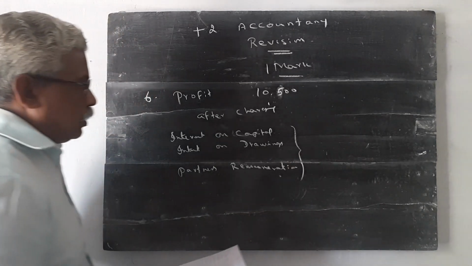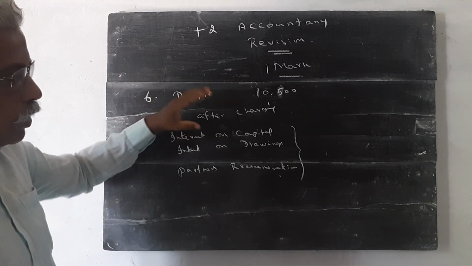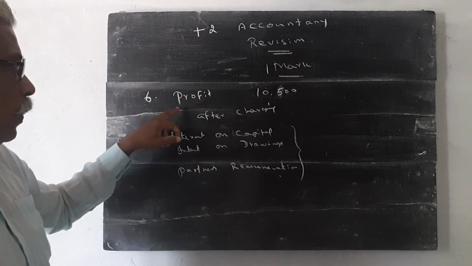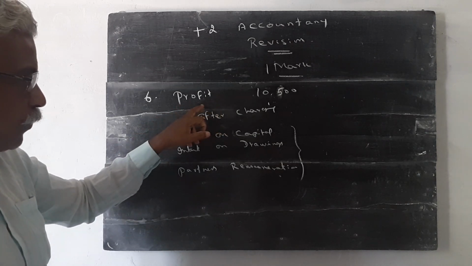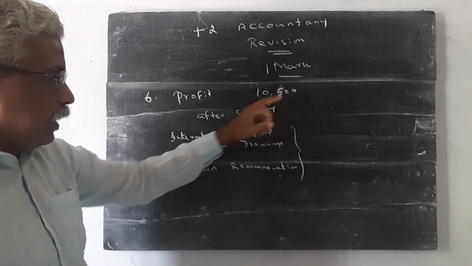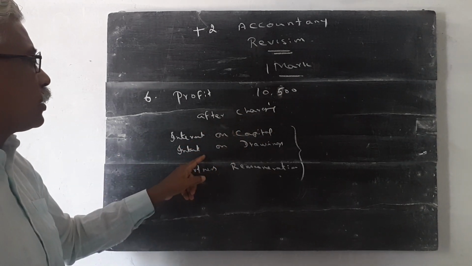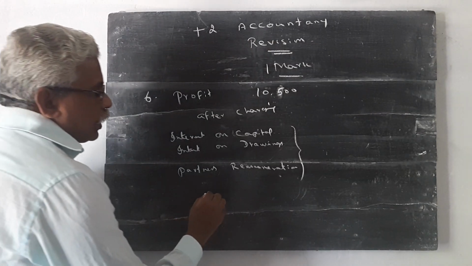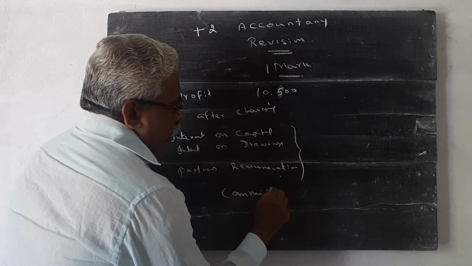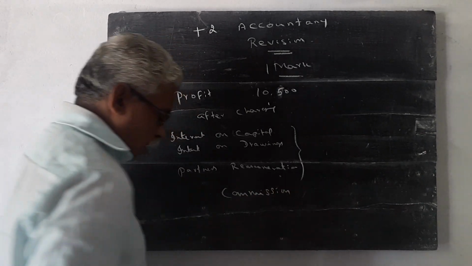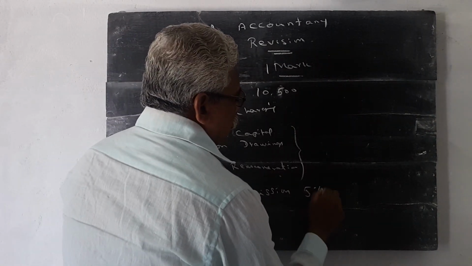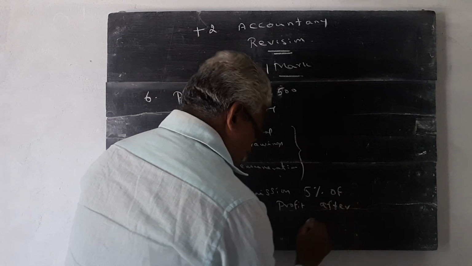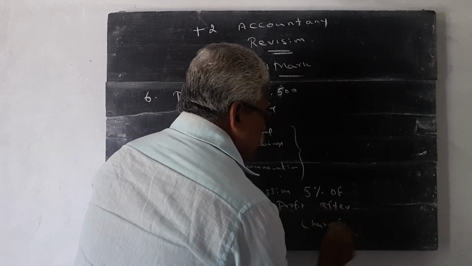One minute question, please listen here. This question is given on the back side of the textbook. The answer is given, so we can easily find out the answer, no problem. The profit of the partnership firm is 10,500 after charging interest on capital, interest on drawings, partners' remuneration. The partners are entitled to get a commission of 5% of profit after charging such commission.